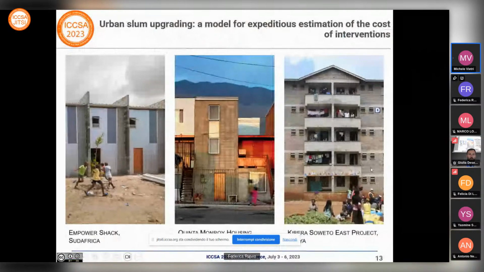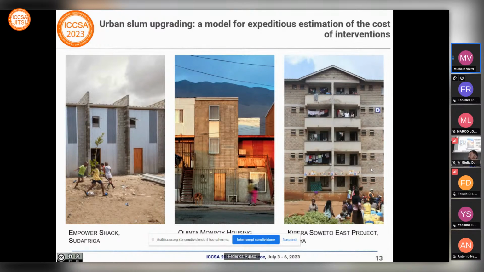As expected by the first phase of the expeditious construction cost estimation model, possible adequate housing solutions that have already been implemented and are internationally accredited are analyzed in economic terms.